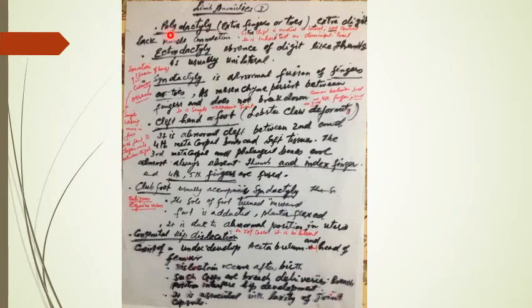Here are the various conditions and their definitions. Polydactyly is extra fingers or toes. Extra digits lack the muscle connection, no muscle present in between. The extra finger is usually attached by the skin, or sometimes there is a bony attachment.